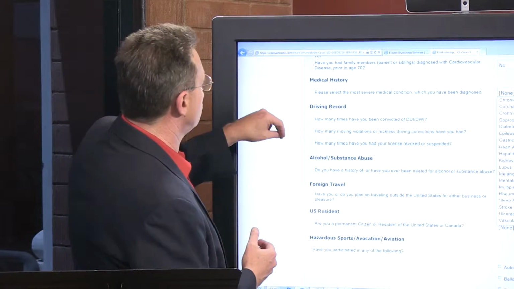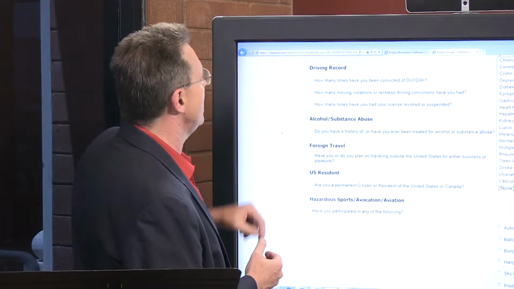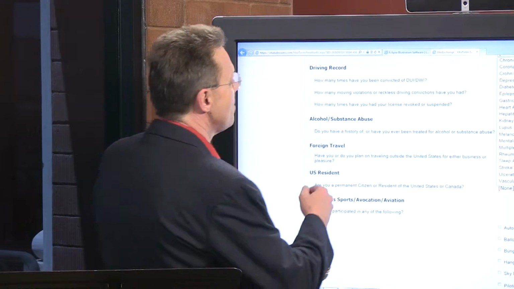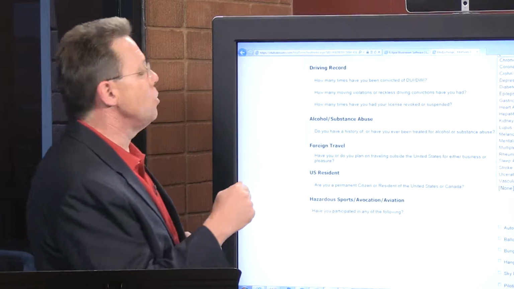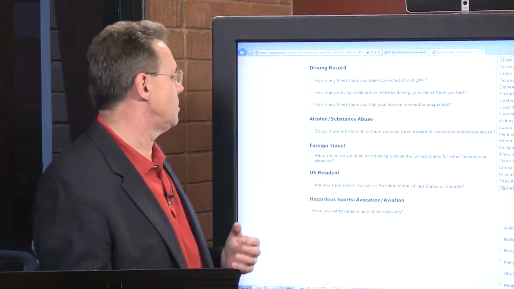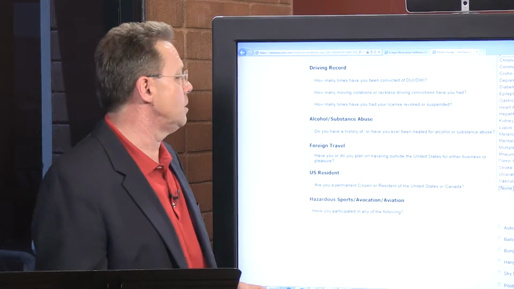Then I want to look at driving record. Now this is a little different now. It says, how many have I had? How many DUIs or DWIs, depending upon the state language, every state's different. How many moving violations or reckless driver?